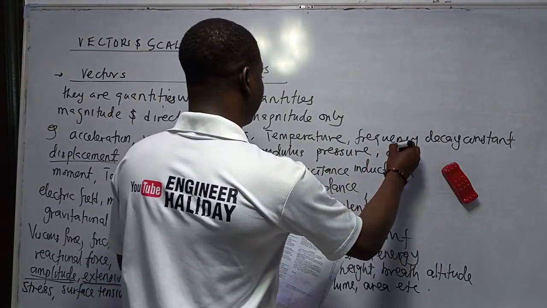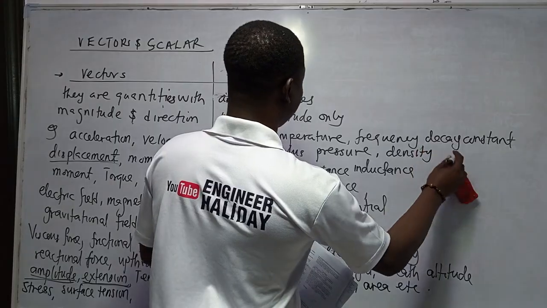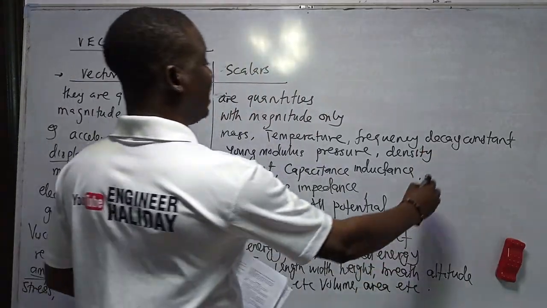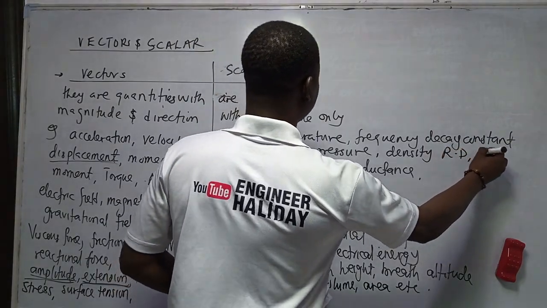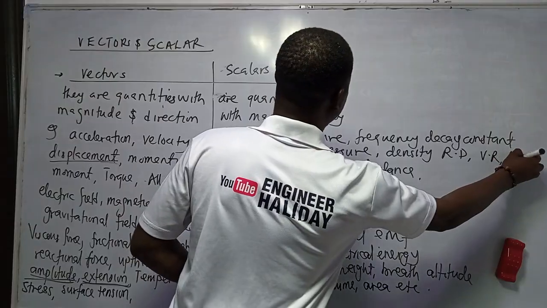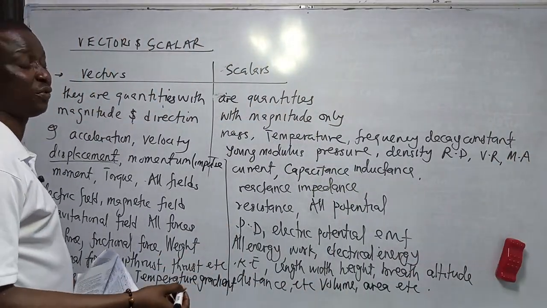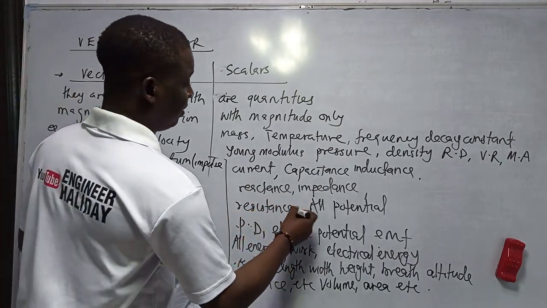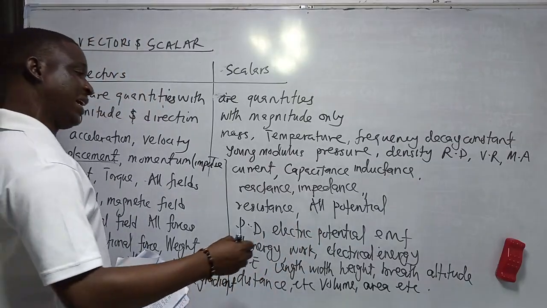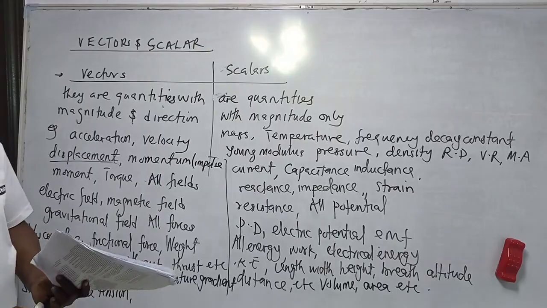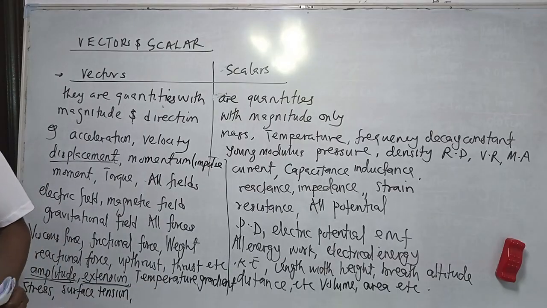Density, very important. Density is also part of it. Then all the relative density, velocity ratio, mechanical advantage, all dimensionless quantities. Most dimensionless quantities are scalars. Then strain, and so on and so on. They are all scalar quantities.